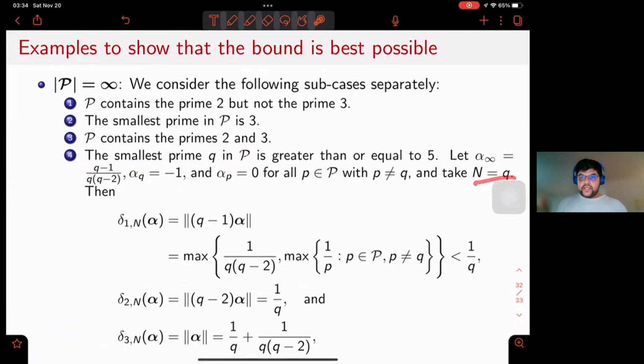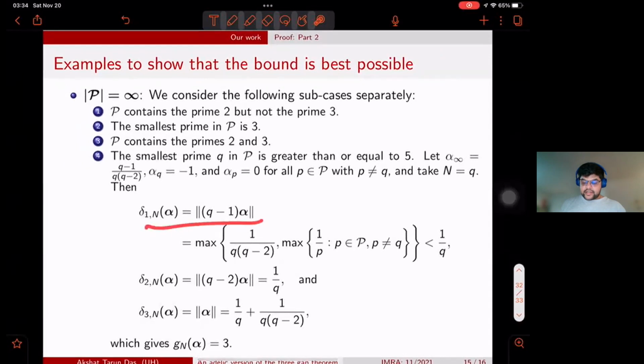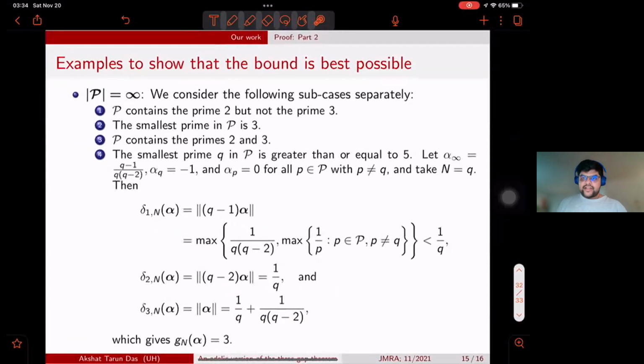And we take capital N to be the smallest prime that we have, which is Q. Again, there are 3 distinct nearest neighbor distances that we end up having. Of course, all these values depend on whatever the smallest prime Q is. This also gives us that G sub alpha is equal to 3 in this scenario. So with all these different subcases, we cover any possible situation of what the set of primes P can be, and we give examples that the bound of 3 is actually attained, and hence it is best possible. This finishes the second part of our proof.